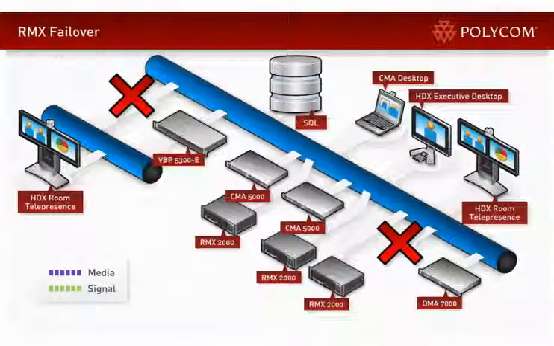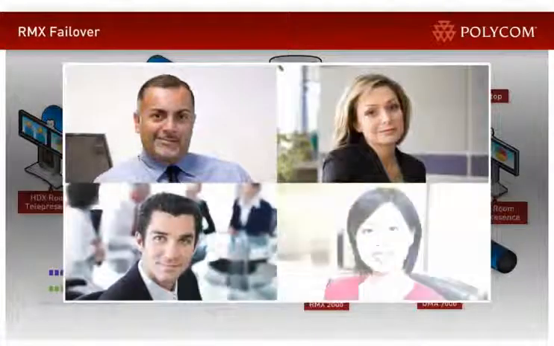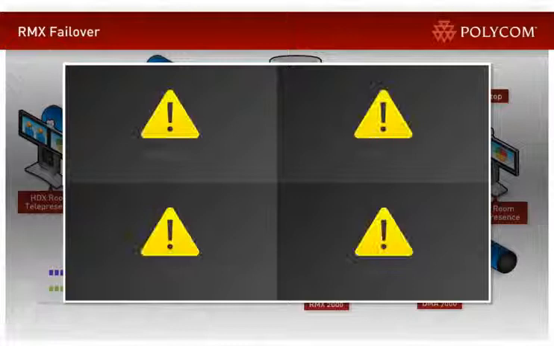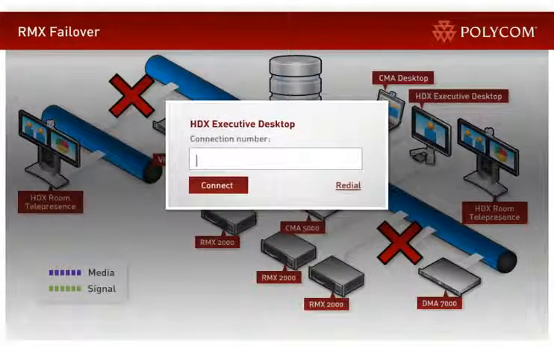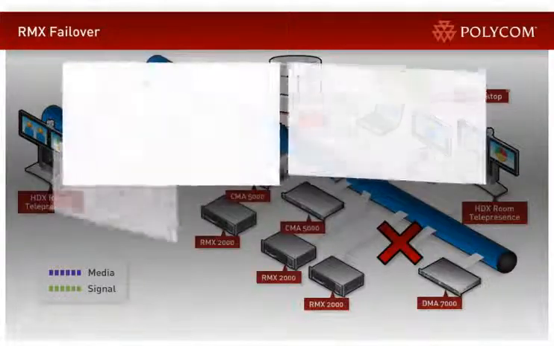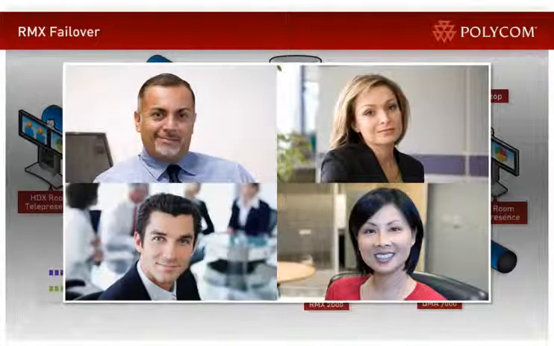Now let's see from a user's perspective what happens if an RMX conference platform goes offline. If an RMX goes offline, with our auto failover capabilities, all you have to do to get back into your conference in progress is redial. No scrambling around, no emails asking what happened. Just redial around the outage and keep collaborating.